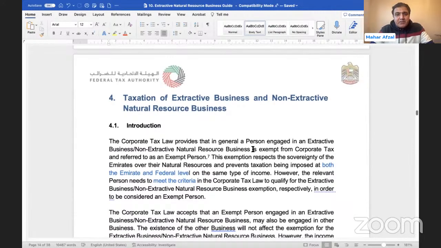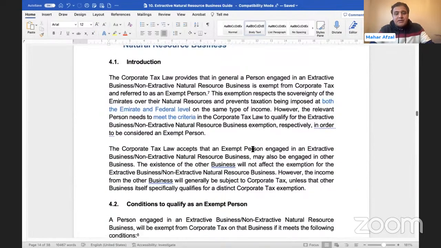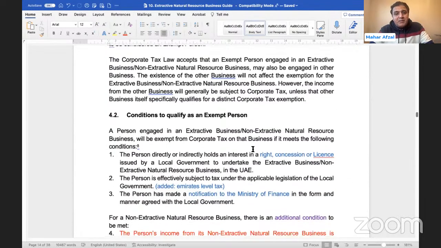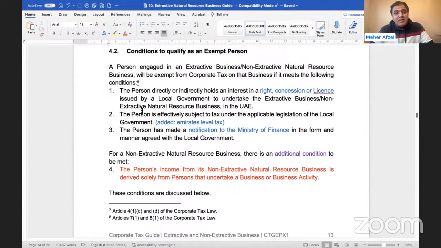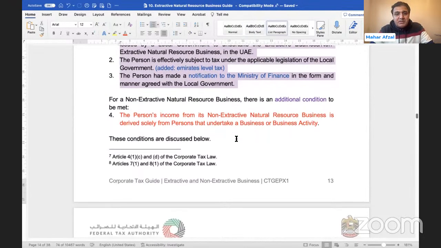Taxation of extractive and non-extractive natural resource business: we have already discussed that these businesses are taxed at the respective emirates level, and once they are taxed at the emirates level, they should not, in principle, be subject to tax again at the federal level, to avoid double taxation. So federal corporate tax will not be applicable if these conditions are met. They have given basically three criteria, which we already discussed, and these are applicable to both of the businesses.